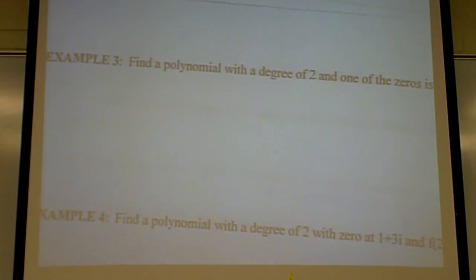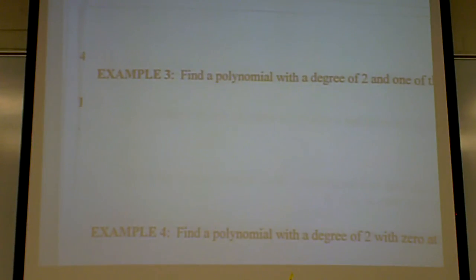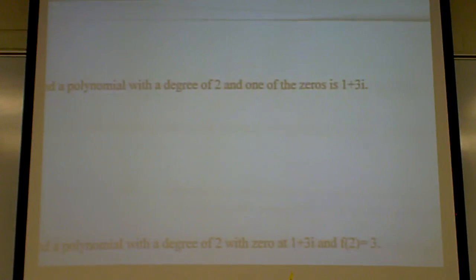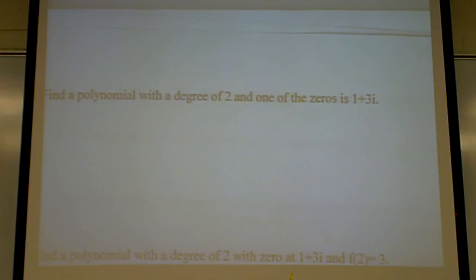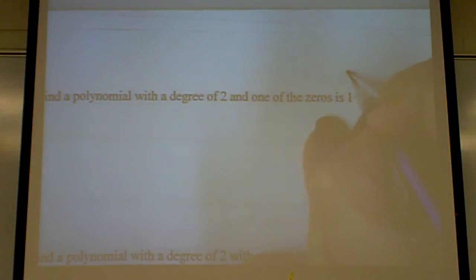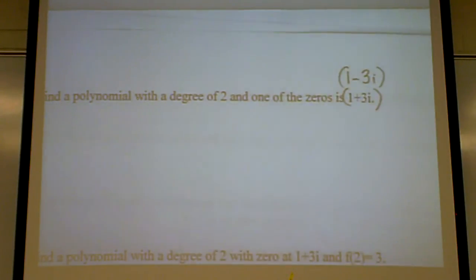Okay, number 3 says find a polynomial. Who cares what the a value is on this one? We don't care. But I want it to be a degree of 2. And I give you only one of these complex zeros. So what did I tell you? If 1 plus 3i is a 0, you can't have it unless you have 1 minus 3i. Just because I didn't write it doesn't mean that it's not there. It's there.